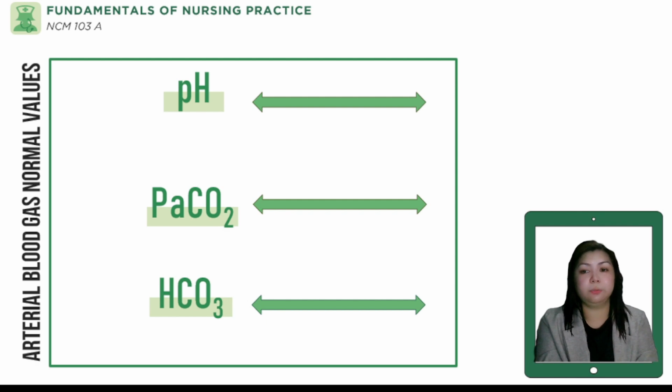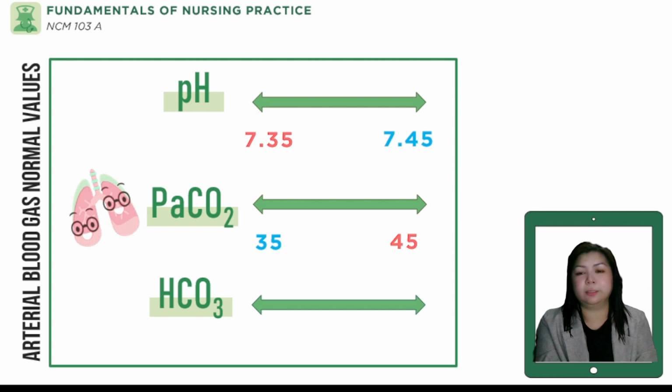Now let us proceed with your key numbers. For pH we have 7.35 to 7.45. I think it wouldn't be hard for you to remember the partial pressure of your carbon dioxide. You just have to bring down 35 and 45 from your pH values. And don't forget that your carbon dioxide is regulated by your lungs. Next, for your bicarbonate, we have a normal value of 22 to 26. And don't forget that your bicarbonate is regulated by your kidneys.